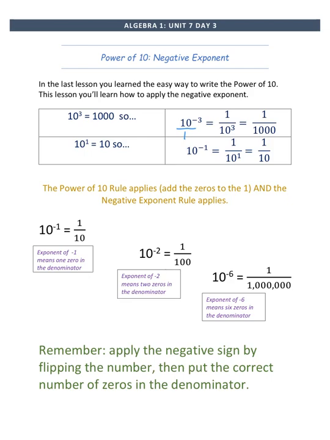So let's look at this. I gave you 3 little steps here. 10 to the negative 1 is 1 over 10. Because the exponent of negative 1 means 1 zero in the denominator. Exponent of negative 2, 2 zeros in the denominator. Exponent of negative 6, 6 zeros in the denominator.